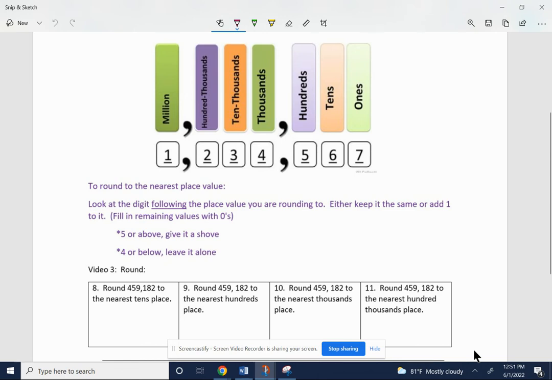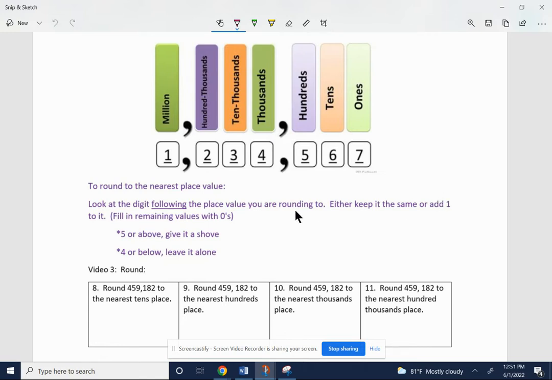Okay, this set of problems is over rounding whole numbers to the nearest place value. First of all, you need to be familiar with what the place values are. When you have a large whole number, the first number is the ones, and the one to the left of that is the tens, then hundreds, thousands, 10,000s, 100,000s, millions, if you get that far. We're going to practice rounding those on the Khan Academy lesson.